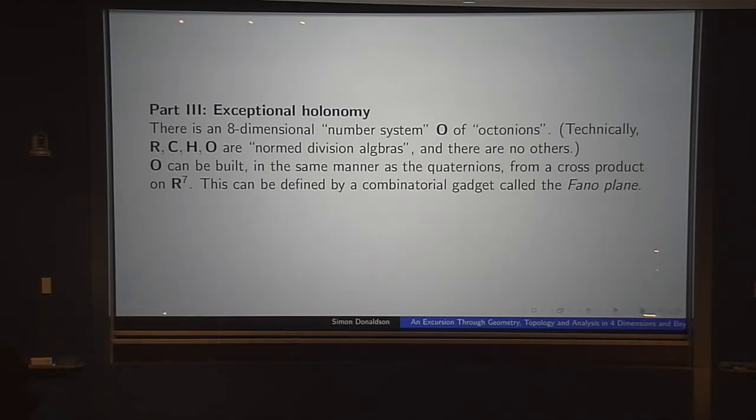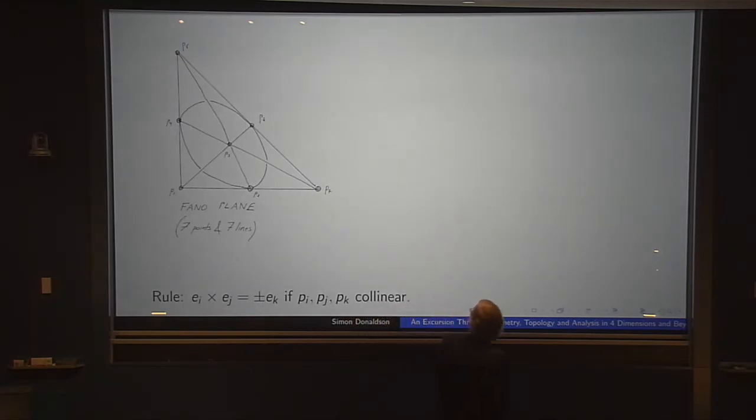So this depends on this 8-dimensional number system called the Octonions, and there are no more. Technically, R, C, H, and O are the only number systems in the sense of being what are called normed division algebras. And the Octonions can be built again using a cross product, but now on R7, which can be defined by something called the Fano plane.